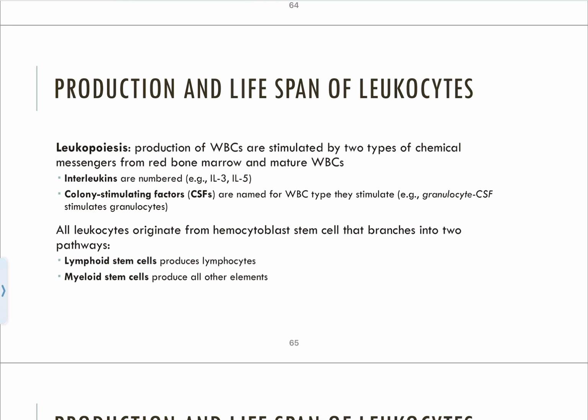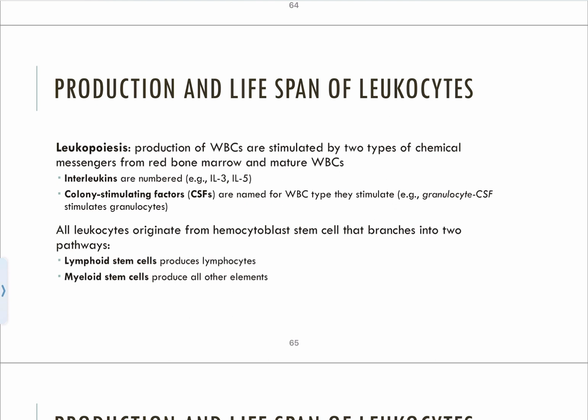All leukocytes are going to originate from that same hemocytoblast stem cell that our erythrocytes originally originated from, and it's going to branch into two pathways. So the hematopoietic stem cell is going to branch one way into a lymphoid stem cell line, and the other branch of it is going to be a myeloid stem cell line. The lymphoid stem cell line is the pathway that produces a lymphocyte. The myeloid stem cell line produces all other formed elements.